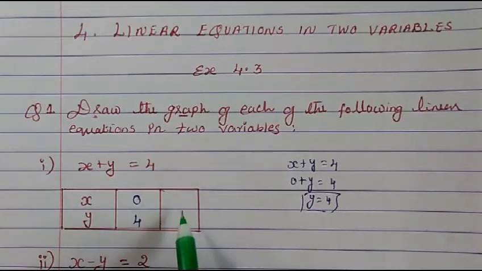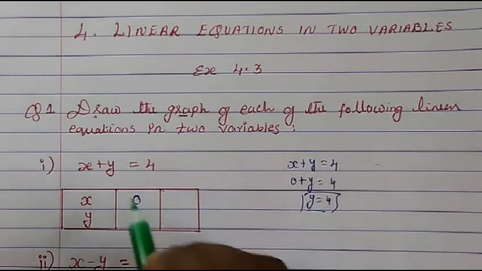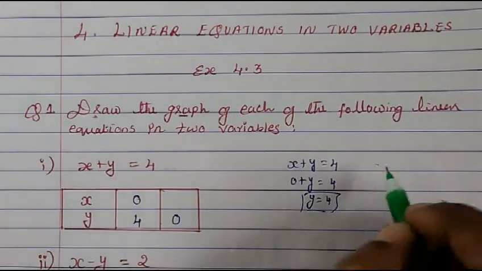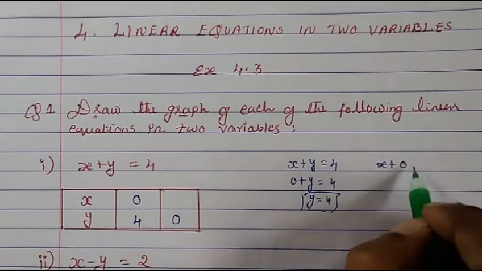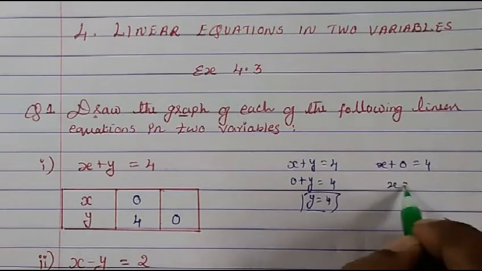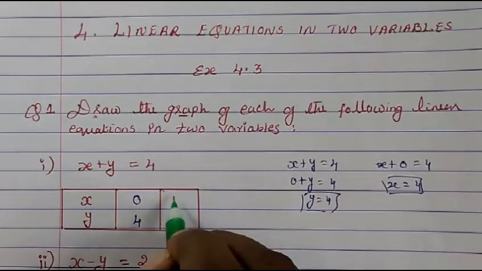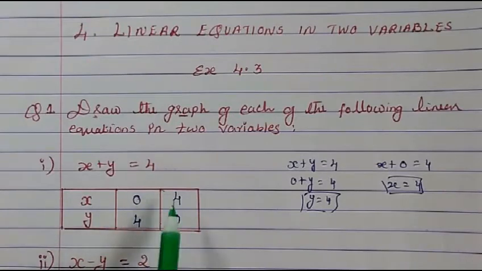Next, if I take y as 0, then x plus y will be x plus 0. Then my x value will be 4. So x I will get as 4. So now these two solutions are enough for us to draw the graph. So let's plot the graph now.